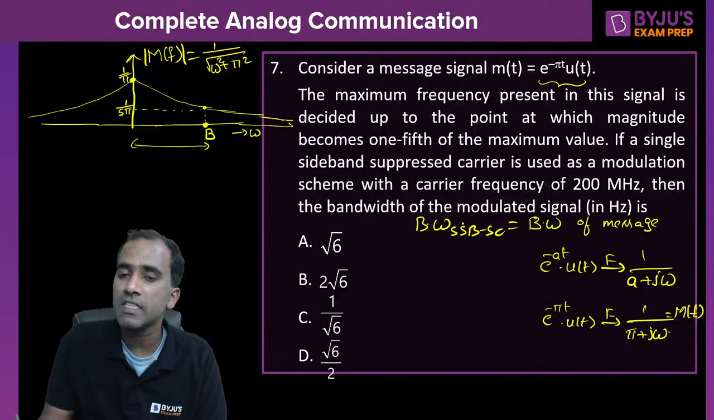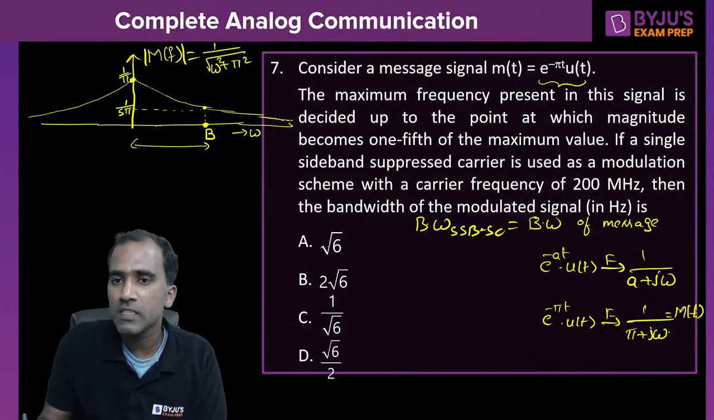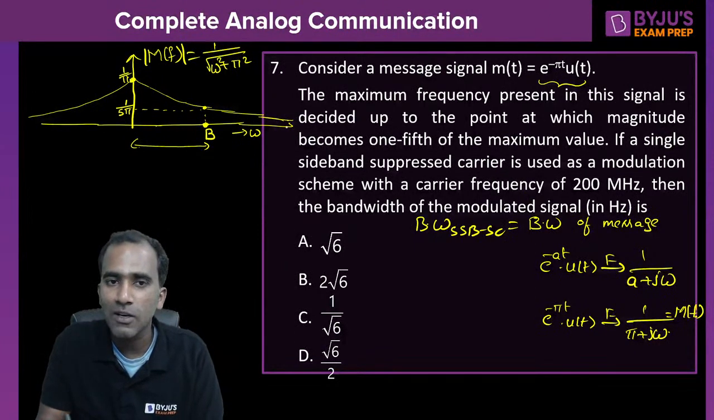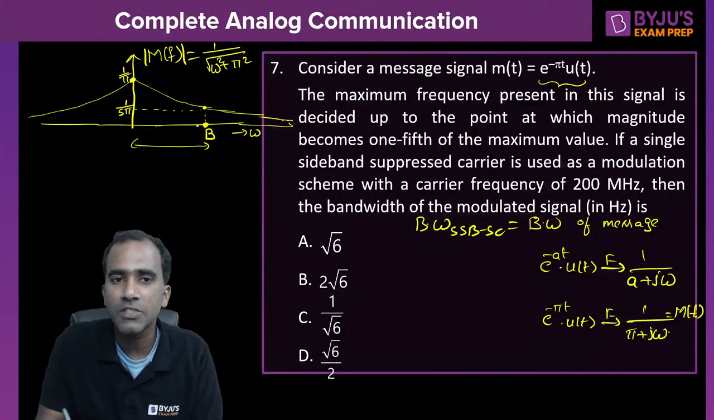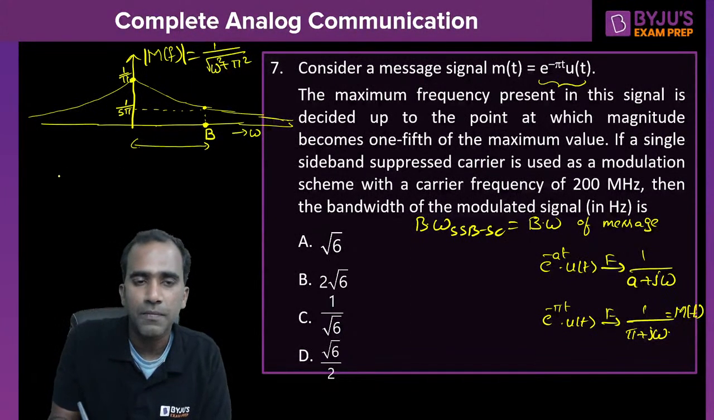For DSBSC or DSBFC, the bandwidth is 2 times the bandwidth of the message. So if you can find the bandwidth of the message, it is as good as finding the bandwidth of the SSBSC modulated signal. They're asking us that only. So they're effectively asking us to find the bandwidth of this one. Figuring out bandwidth for this one is not so easy, so they have given us a hint. They are saying that the range where the magnitude becomes 1/5, that range they are considering as bandwidth. So this answer is what they're asking. It's a simple question. Once you have understood the question, solving it is not so difficult.